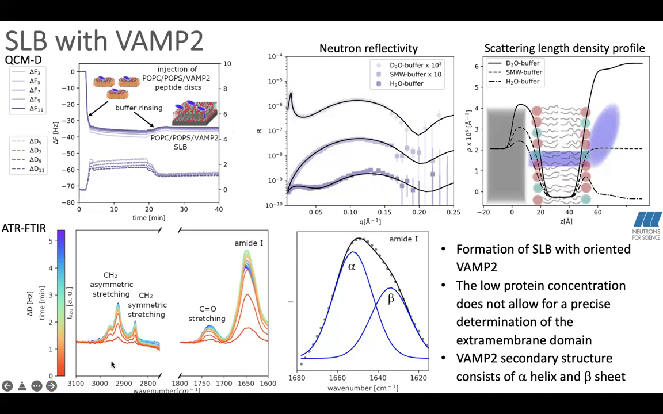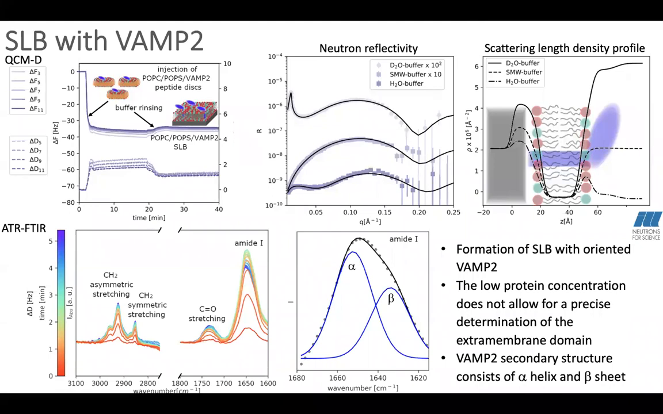And once again, you can see here on the left side the characteristic absorption band for the lipids, which increase very rapidly in time and then remain stable during buffer rinsing. And on the right side, you can see our amide 1 band that this time is much more intense compared to what was obtained in the case of a pure phospholipid bilayer.